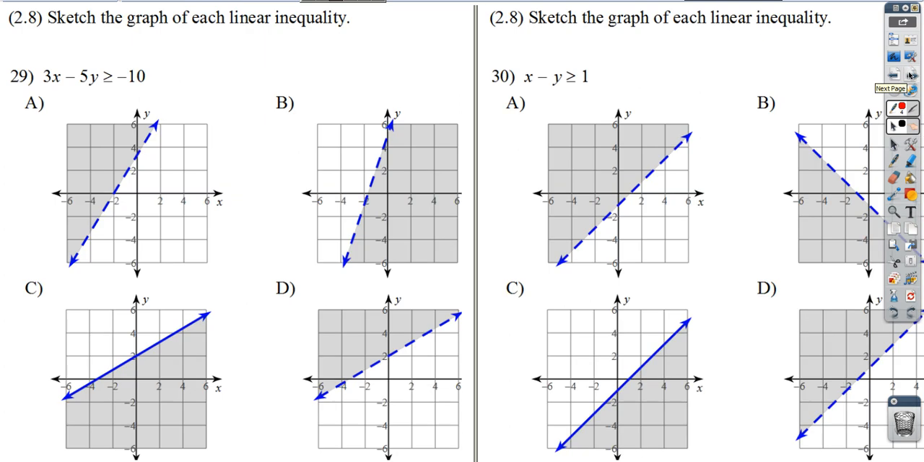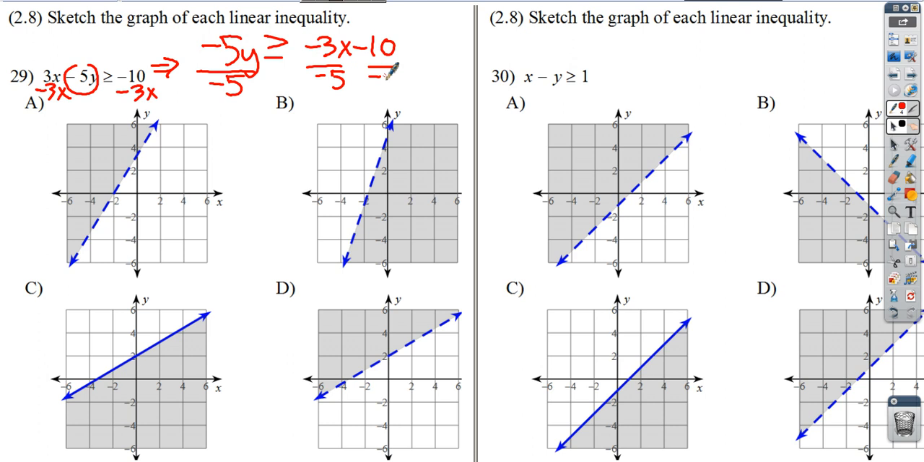All right, the last two are sketching graphs of inequality. The easiest way to do it is probably change it into slope-intercept form, which means let's subtract 3x from both sides. So we're left with negative 5y, and that is greater than or equal to negative 3x minus 10, and we want it to be y equals mx plus b. Right now it's negative 5y, so we'll divide by negative 5. The only thing to remember here is when you multiply or divide by a negative number, this sign has to change direction. So it's going to be y is less than or equal to negative over negative becomes positive 3 over 5x, and negative 10 over negative 5 is positive 2.